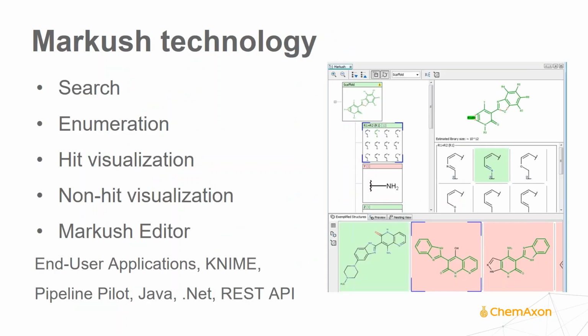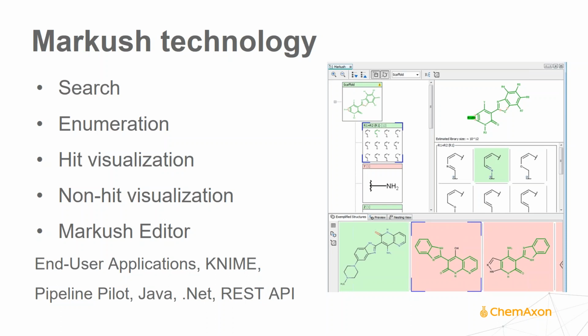Our Markush technology is not only able to search the exact compounds against the Markush structure, but we are also able to enumerate them. Obviously, in the case of this huge patent Markush structure, the full enumeration is not practical. However, we are also able to do random enumeration that can be useful to give you a subset of the covered chemical space. As I mentioned, we have a very nice hit visualization technology and non-hit visualization. And as I mentioned, we have a specific editor for these complex Markush structures that's called Markush editor.